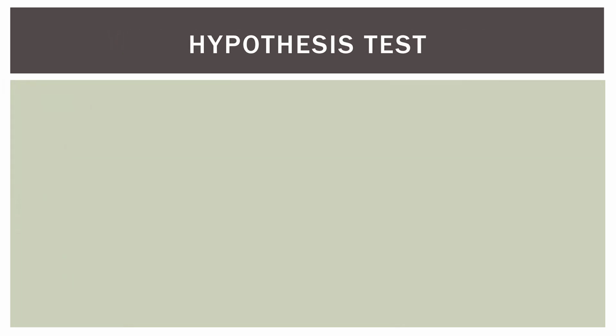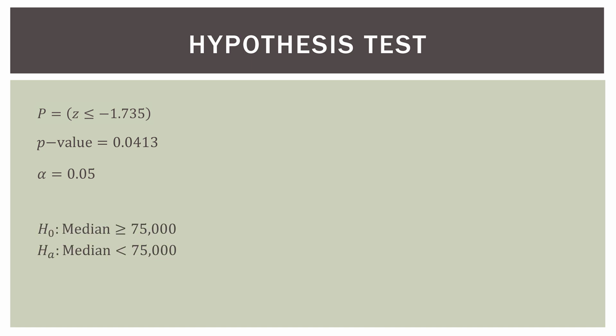So here's our hypothesis test. We have a p-value of 0.0413. If we set an alpha of 0.05, what we'd have to do is reject the null hypothesis. So our null hypothesis said the median salary in our data is greater than or equal to $75,000.